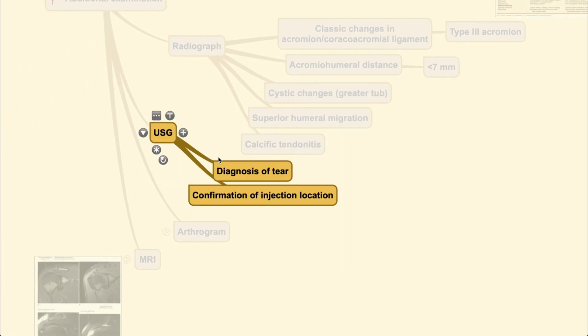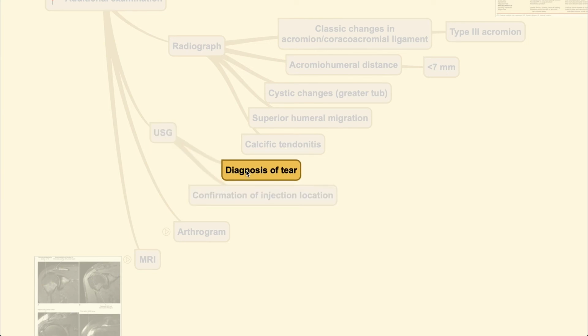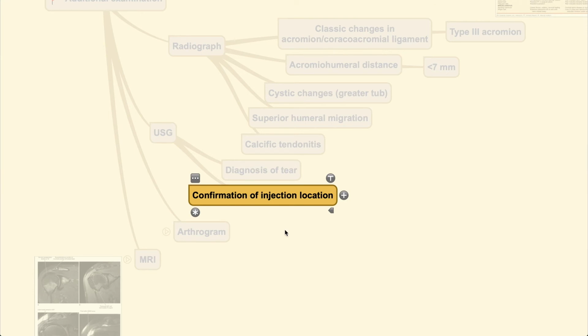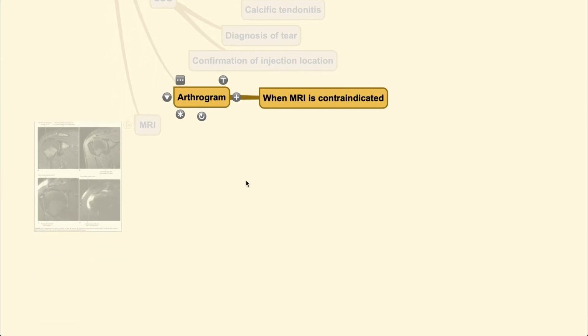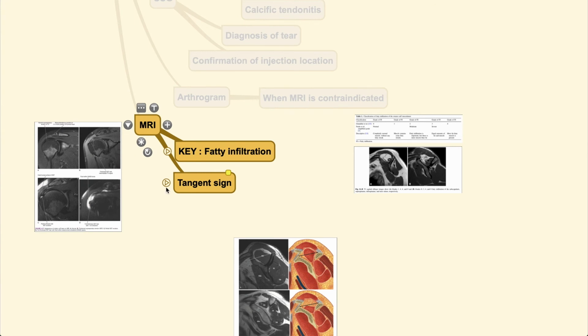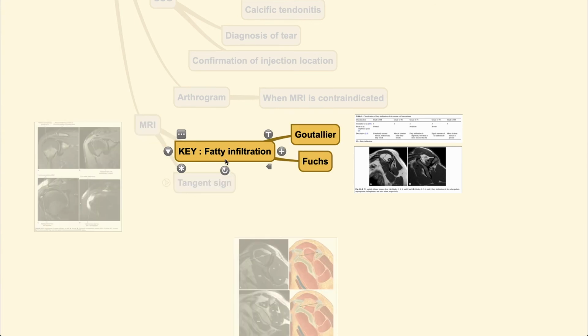Now, the USG or ultrasonography can show us some tear at some location, and it could also help us confirm the location of injection, if it is to be done. Now, arthrogram is usually done when MRI is indicated, because MRI is definitely our go-to test. The key to MRI is to find any fatty infiltration.